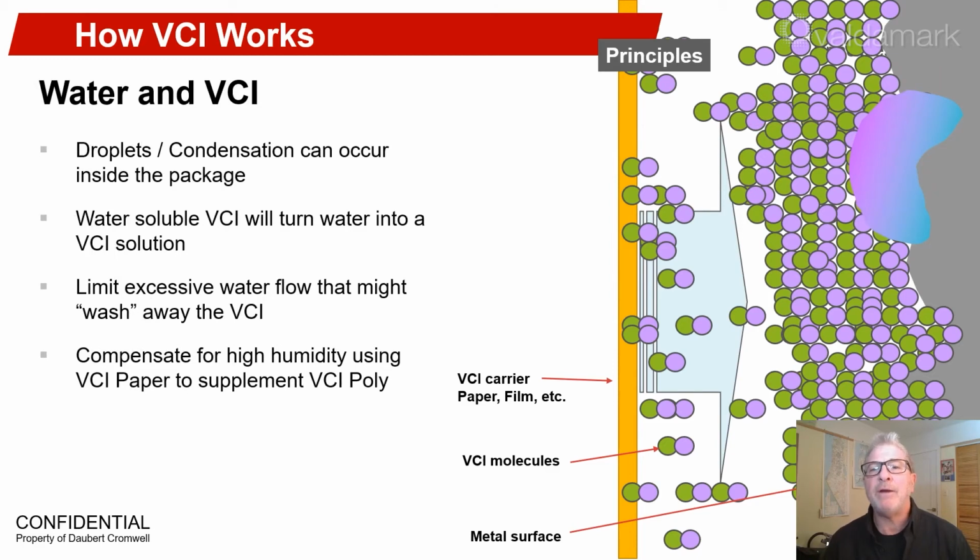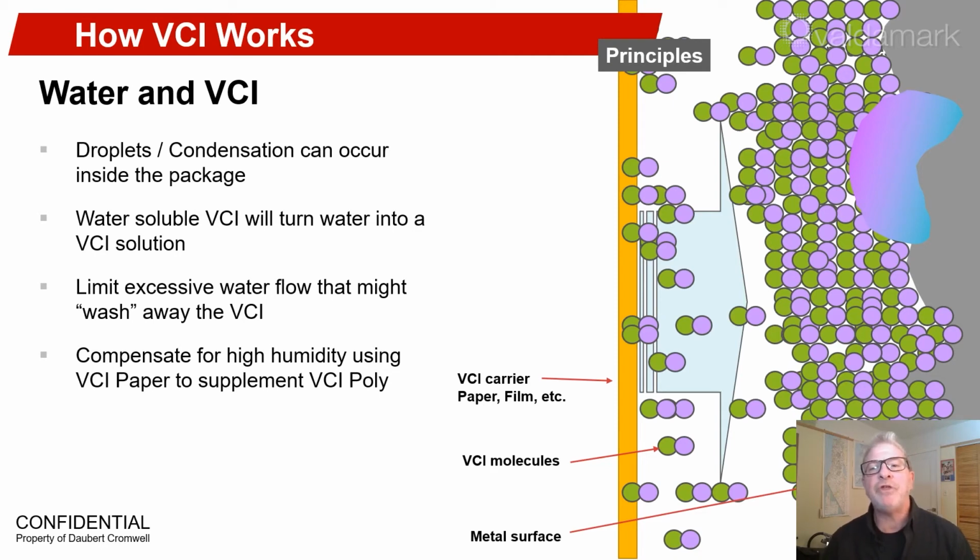On the other hand, because water droplets can occur inside a package, it is important to know that our VCIs are also water soluble. This is especially important for export packaging. During the months of transit, a container will experience several temperature change cycles. Each time the temperature cools, warm, saturated air condenses and forms water droplets.